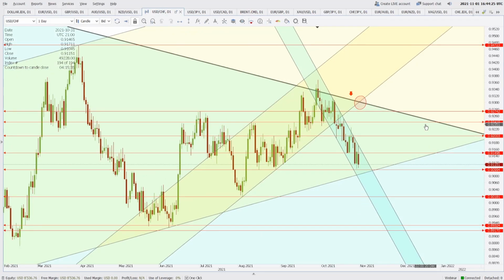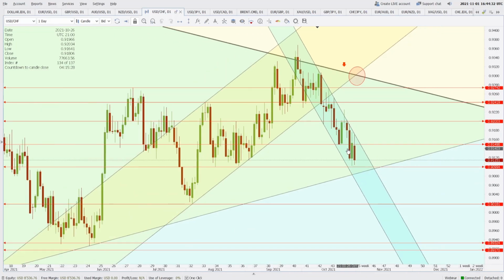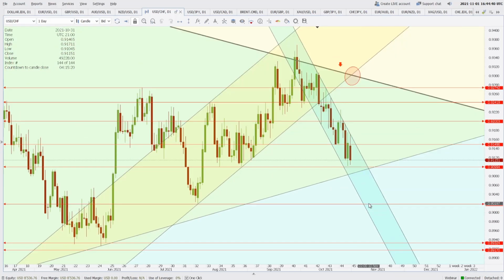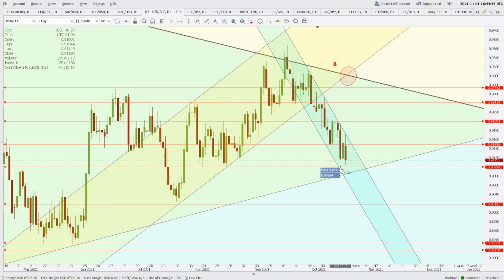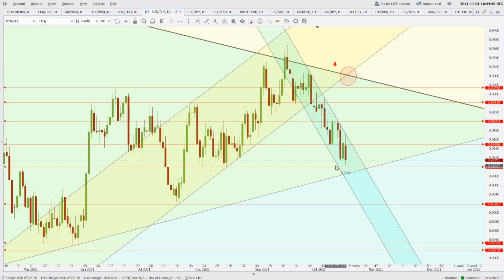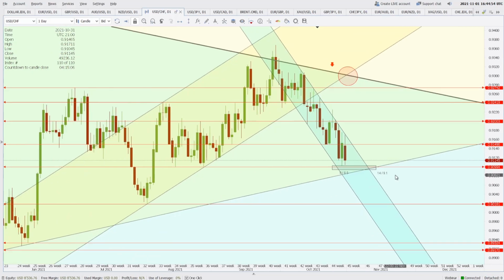Talking about the USD CHF, no surprises here. The price is moving fairly nicely in this falling channel. See, this rising channel was broken, and this rising channel is on the verge of a breakdown, and there is a confluence of supports here. Actually, this confluence of support needs to break in order for this down move to continue.